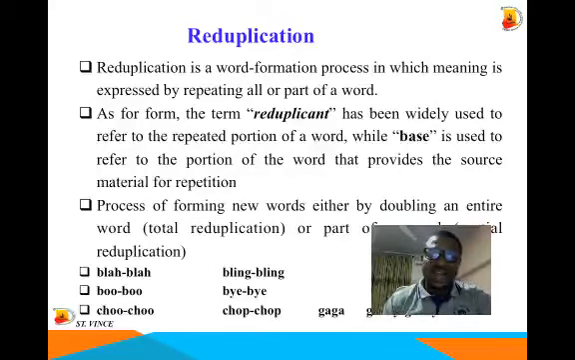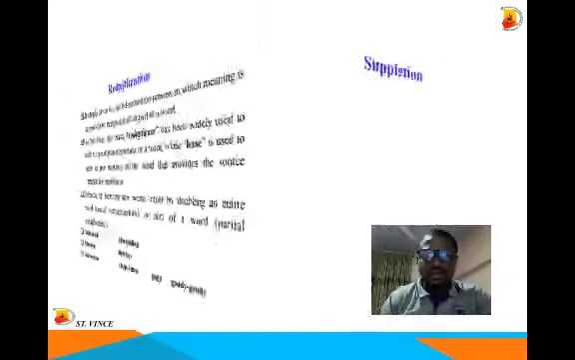So if you have something like Humpty, and then we have Pumpty, which one is the reduplicant? The base is the umpty, while the two consonants that we have replaced become the reduplicant. Okay, I hope you are following.